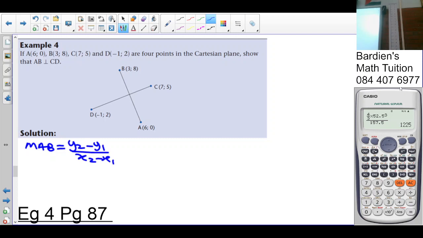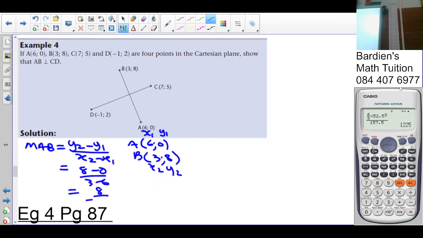Okay. Now if you're going to go with A, which is (6, 0), B, which is (3, 8), if that is x1, y1, x2, y2, there's going to be 8 minus 0 over 3 minus 6, which is 8 over negative 3. Not so? Now we work out the gradient of CD.